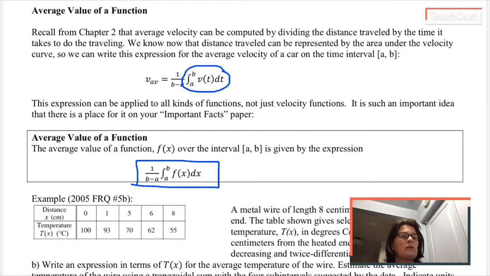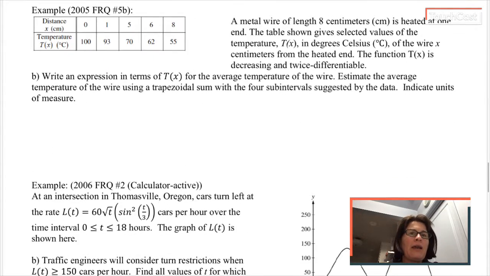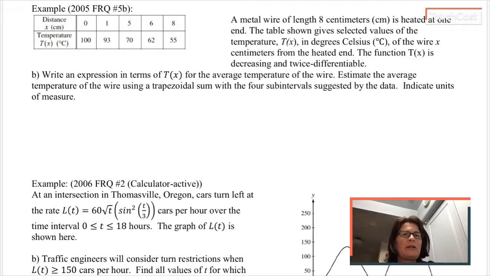So the good news is that this idea of average fits with what you already know about average. So I want to look at this problem. I have a metal wire. It's 8 centimeters long. So draw a little picture. And one end of it is getting heated. There's a little orange flame underneath it here.